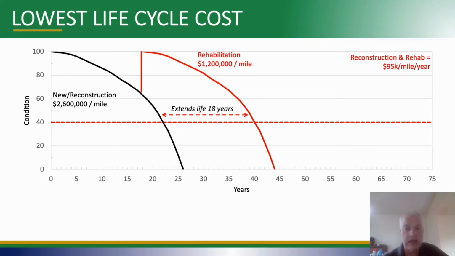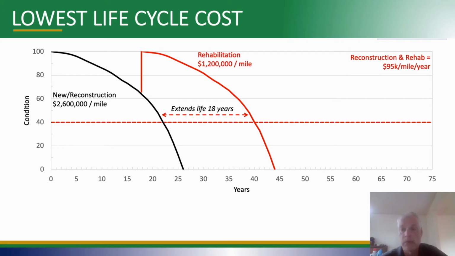Another approach would be let it deteriorate to a certain level, and then perform a rehabilitation. And these are generally major scopes of work, and we're using $1.2 million a mile, and that extended the life by 18 years. So if you work out what the life cycle cost is, that's cheaper than the 118 that we had on the previous slide. That's down to $95,000 per mile per year. So you bought more time by spending more money, and it ends up being a cheaper life cycle cost than just not doing anything.